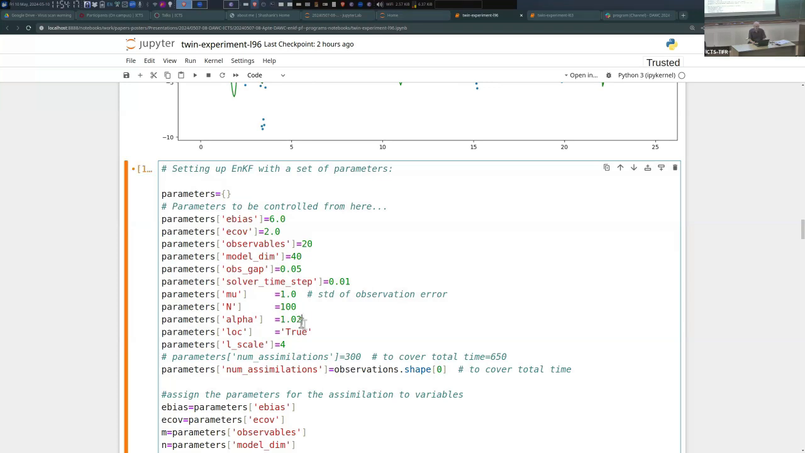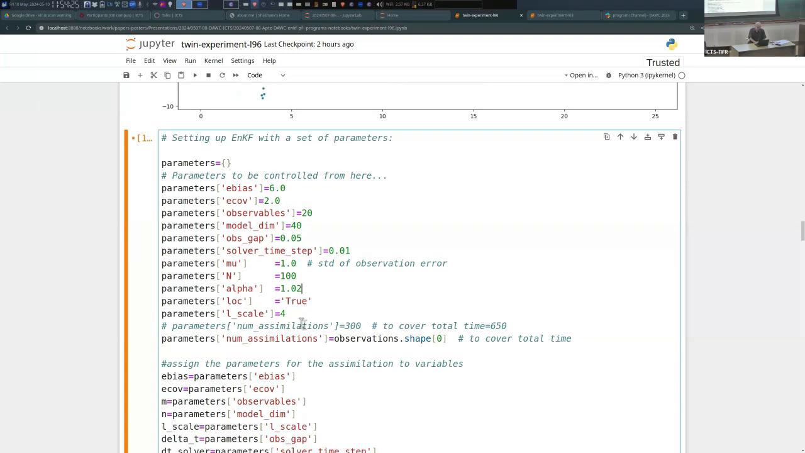Okay, I'm going to not go with alpha equal to 0. Maybe not a good idea. So let's go with alpha non-zero. And I don't know what's going to happen. We will find out. Ensemble size is still 100, a fairly large ensemble size in this case also.